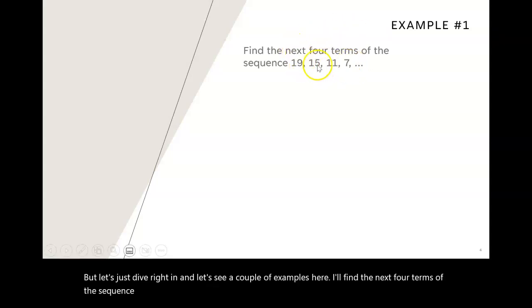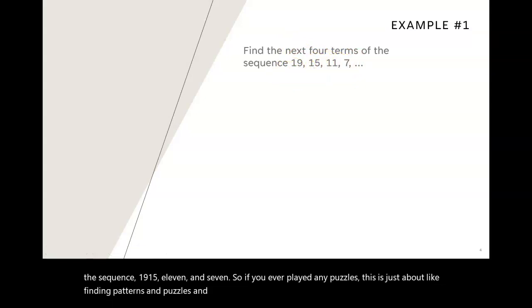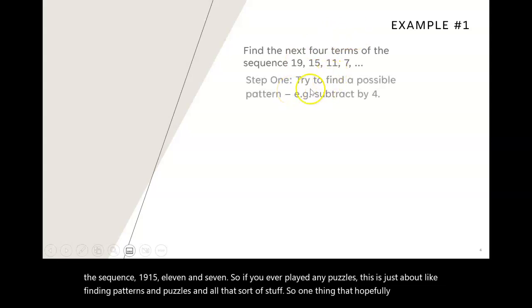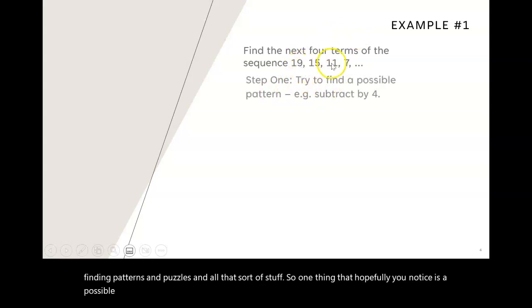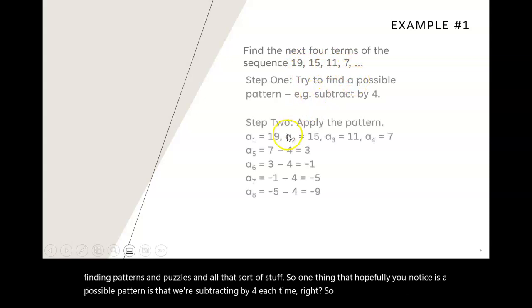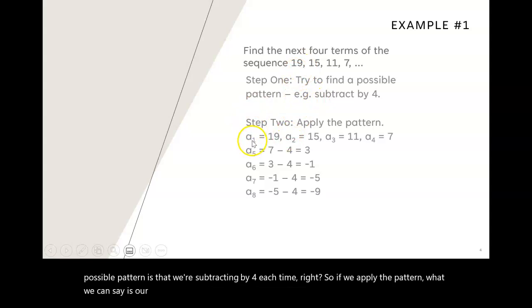Find the next 4 terms of the sequence 19, 15, 11, and 7. So if you've ever played any puzzles, this is just about like finding patterns in puzzles and all that sort of stuff. So one thing that hopefully you notice as a possible pattern is that we're subtracting 4 each time. Right? So if we apply the pattern, what we can say is our first term, we usually write that as a sub 1, is 19.